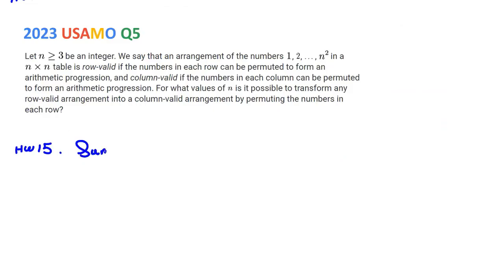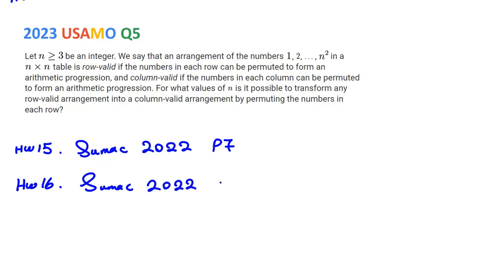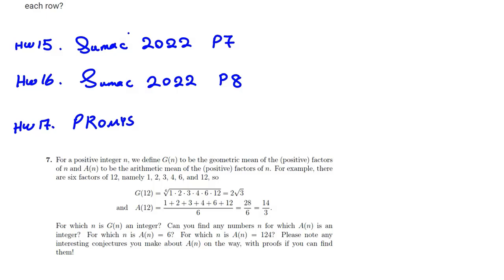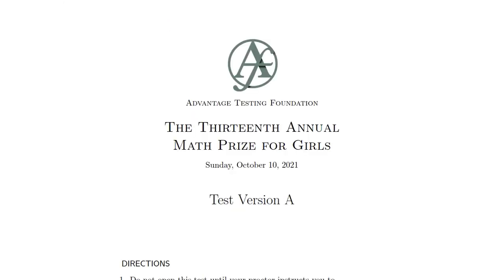Okay, so let's write SUMAC 2022, problem number 7 as homework 15, homework 16. You can try SUMAC 2022 P8 as homework 17. Let me tell you one problem of PROMYS. Okay, this problem is the 7th problem of PROMYS 2022. You can try this problem as homework 17.